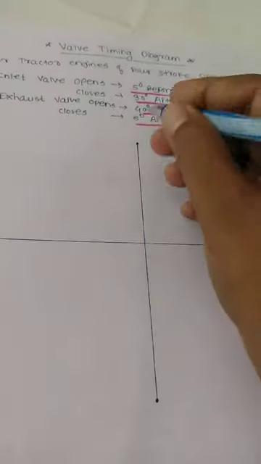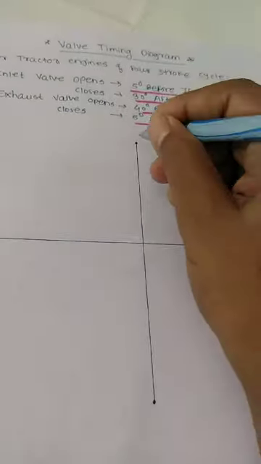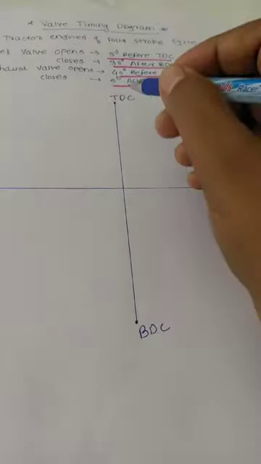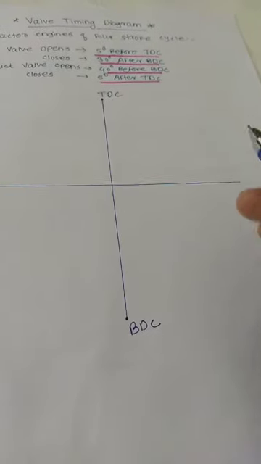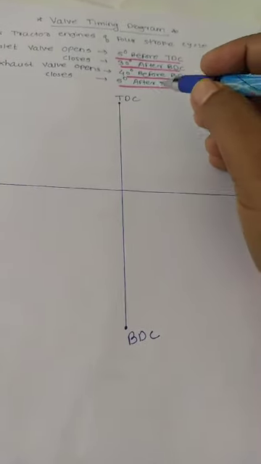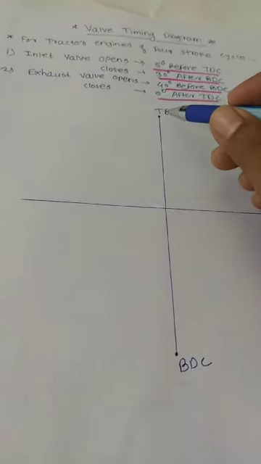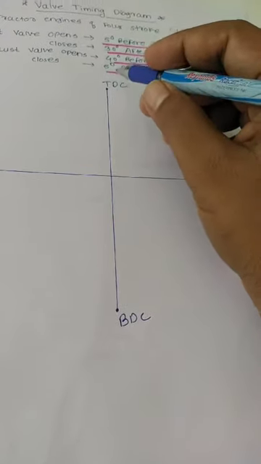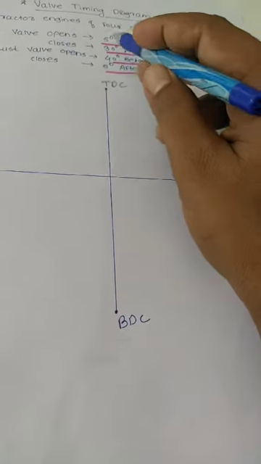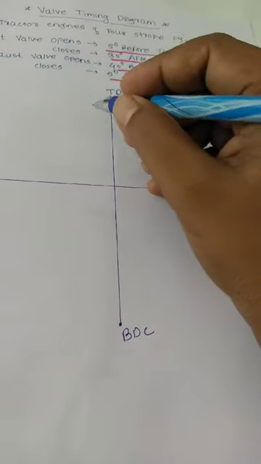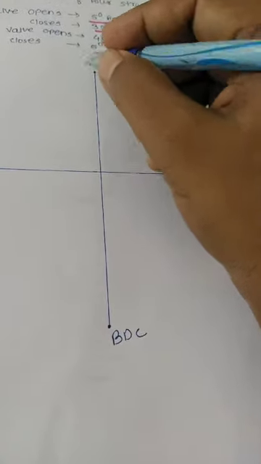First of all, we mark our two basic points, TDC at the top and BDC at the bottom position. This is the top dead center and this is the bottom dead center. Now we will start our first stroke, the suction stroke. As we know, the suction stroke starts at TDC, but here the suction stroke actually starts 5 degree before TDC, because the inlet valve opens at 5 degree before TDC.